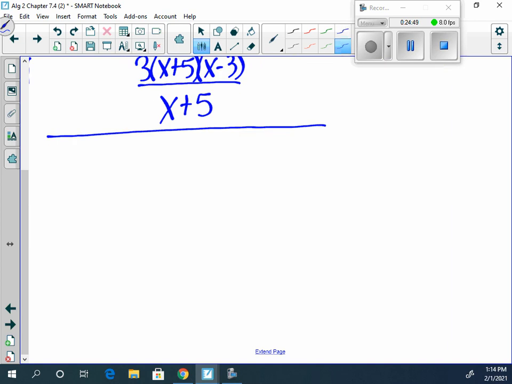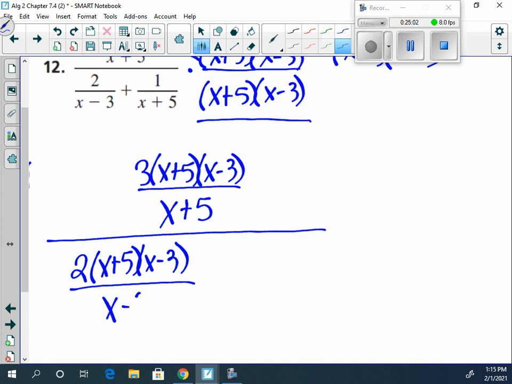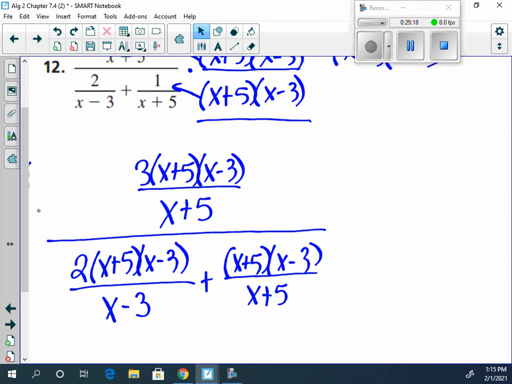Now for the denominator, we're going to multiply each one of these terms by this whole thing. So we'll have 2 times x plus 5 times x minus 3 all over x minus 3. Plus, we're going to multiply this whole thing by 1, which will just be x plus 5 times x minus 3, and this is going to be over x plus 5. So any questions on how we multiplied any of this stuff together, or how we did any of this here?